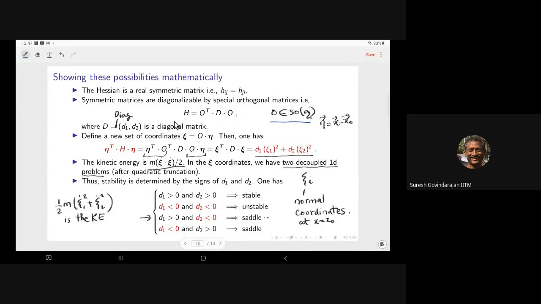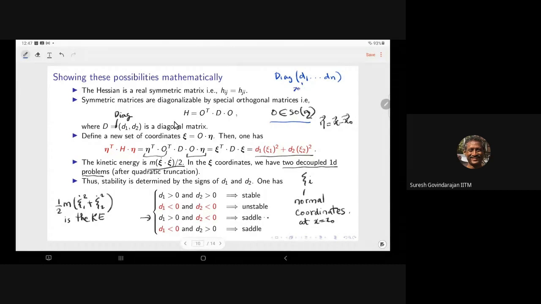So the analog of D will be some diagonal matrix with n entries. Okay, so you will get something like a diagonal matrix D1 to Dn, and you can see that each of these can be greater than 0.